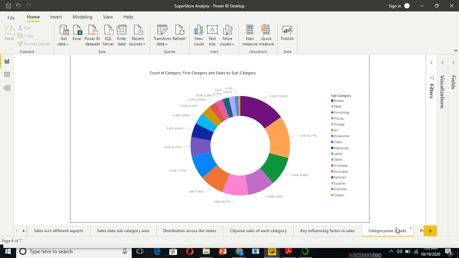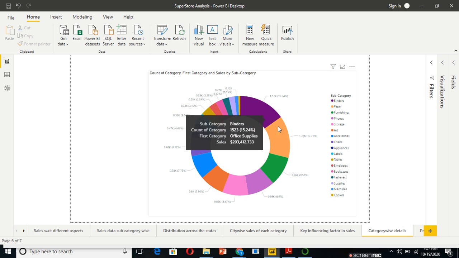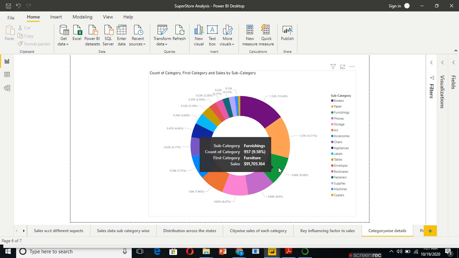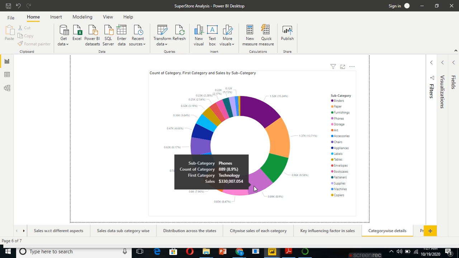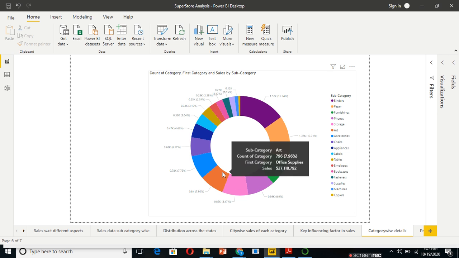Now the next is, we'll see some category-wise details. Here you can see the binders, the purple one, have really outperformed, and then paper from office supplies, then furnishings from furniture, phones from technology, storage from office supplies, and this is how you can see the distribution of the category to the distribution of the subcategories.